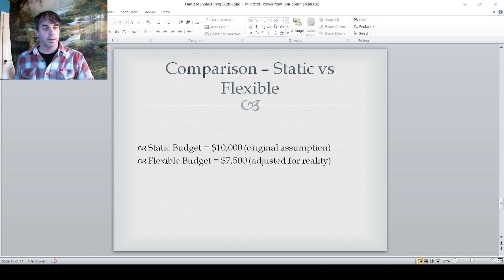Let's compare it again. Static budget equaled 10,000, which was our original assumption, and the flexible budget equals 7,500, which is adjusted for reality. The difference is crucial for management decisions. Flexible budgeting shows true performance, while static budgeting can mislead.